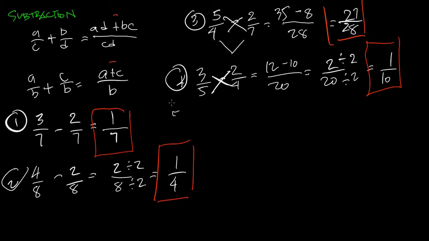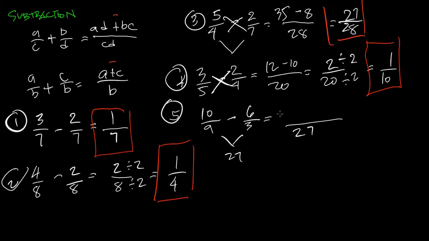Last example for subtraction. We have 10/9 minus 6/3. Pag multiply nyo to, that will be equal to 27. So we have 27 here. And then 10 times 3 is equal to 30 minus 6 times 9 is equal to 54. So 30 minus 54 is equal to negative 24/27. So that's it for subtraction.